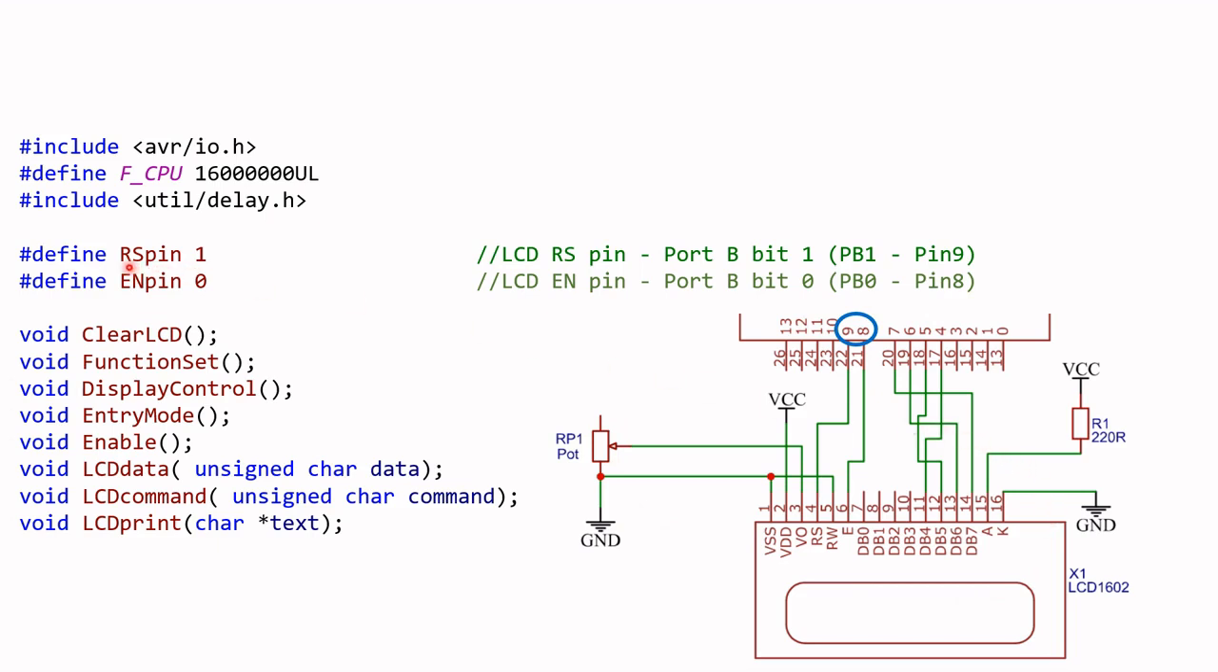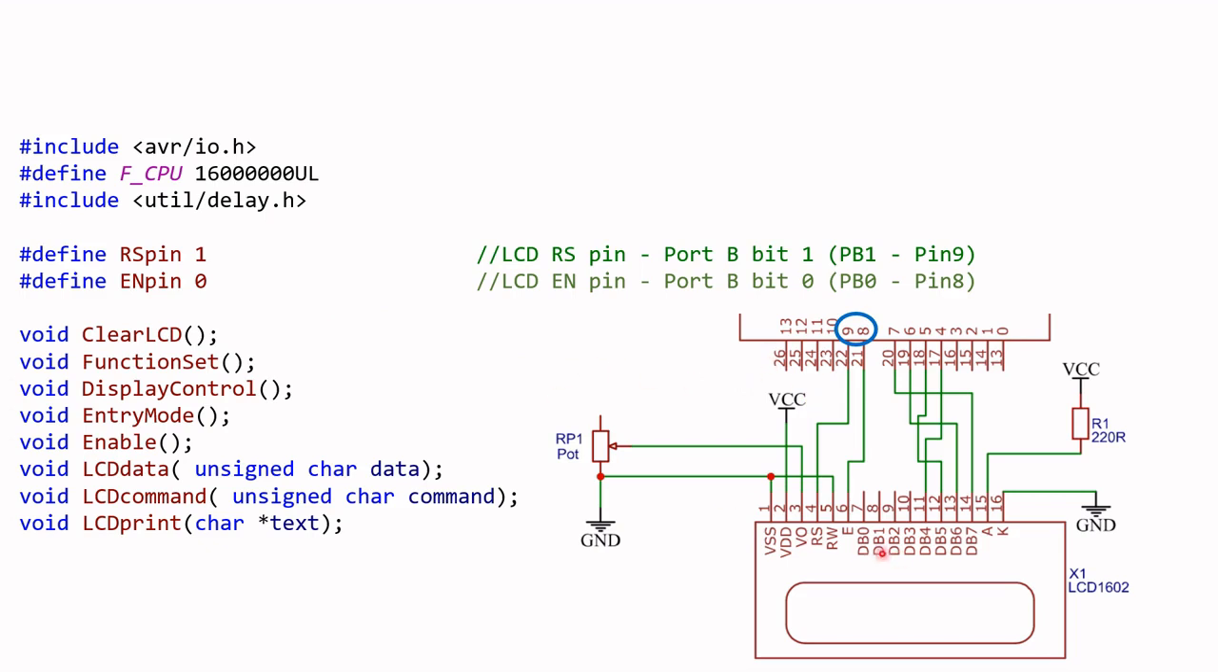So I define something called RS pin and assign a value of 1. And then I define another, what they call EN pin, which is the enable pin, which is this one here, the E here. The RS is this one here. All right. So RS pin, I defined it as a value of 1. EN pin, I defined as a value of 0.